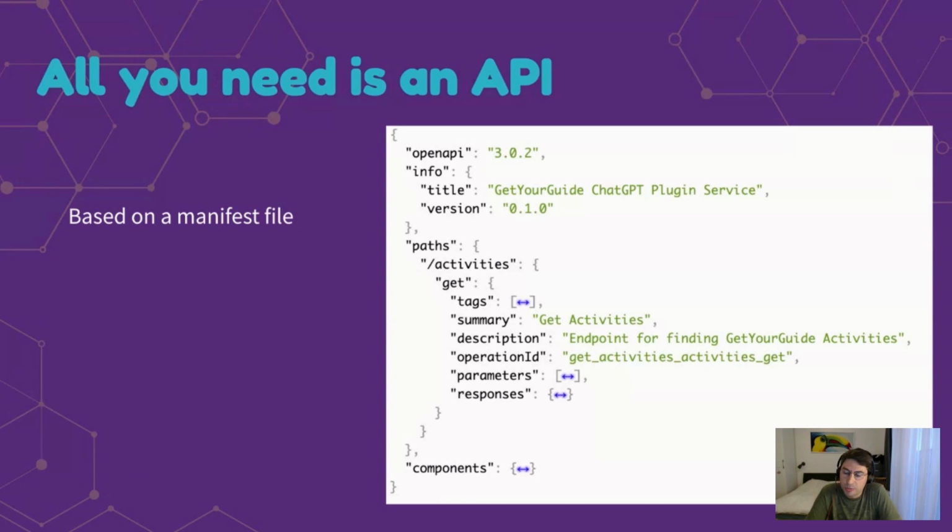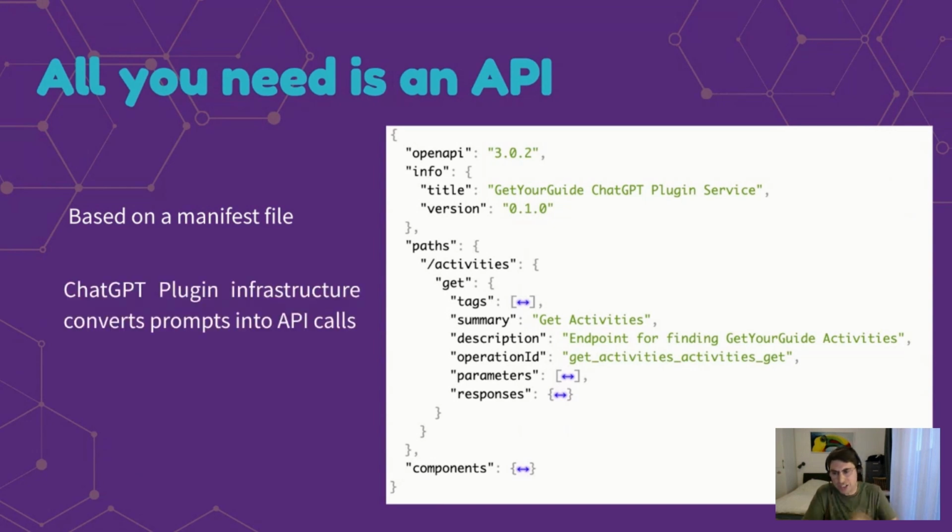The whole architecture is built around this manifest file. Very simply, we have a single endpoint to retrieve activities. You describe what it is in plain language. You add some description about parameters, like date filters or price filter or whatever, also responses and schemas and so on. That's basically all you have to do. And the ChatGPT plugin infrastructure would convert these prompts into API calls that retrieve the results.